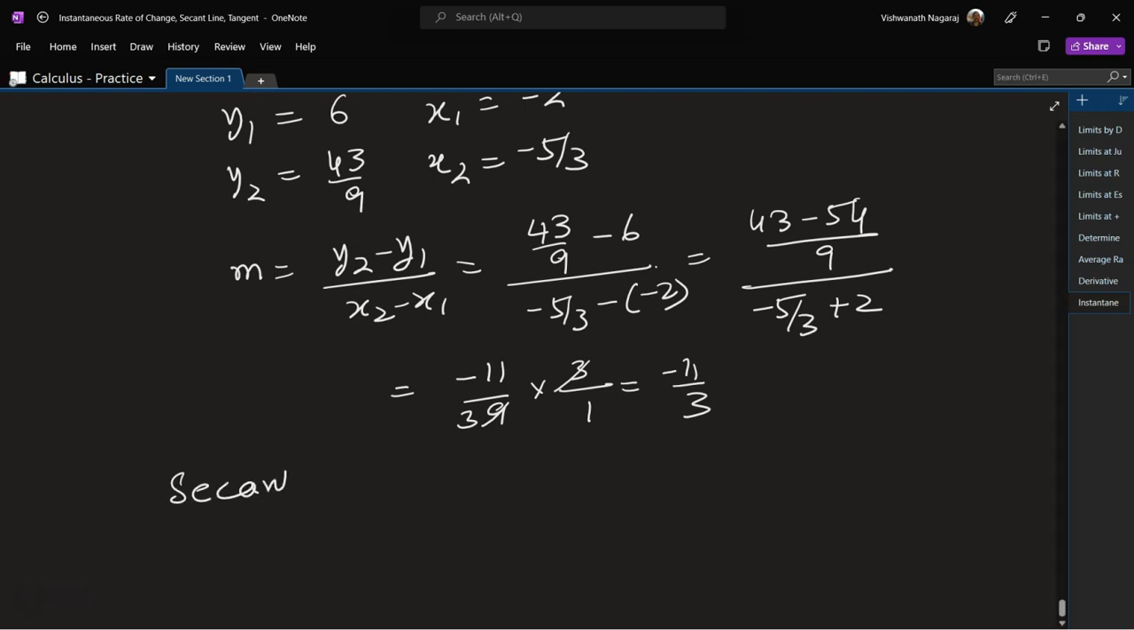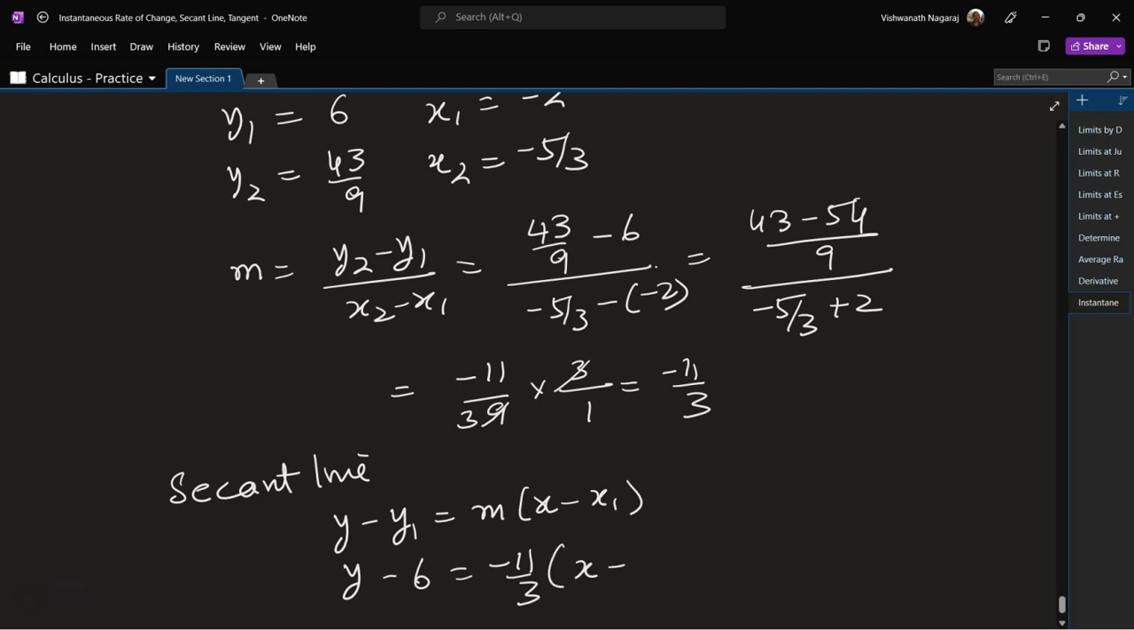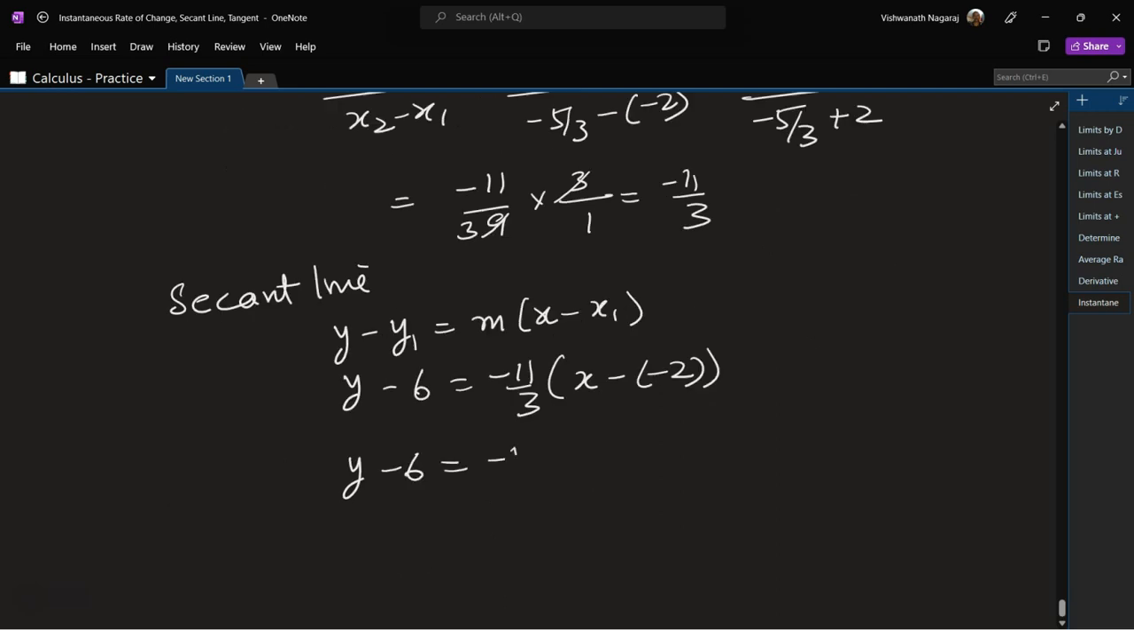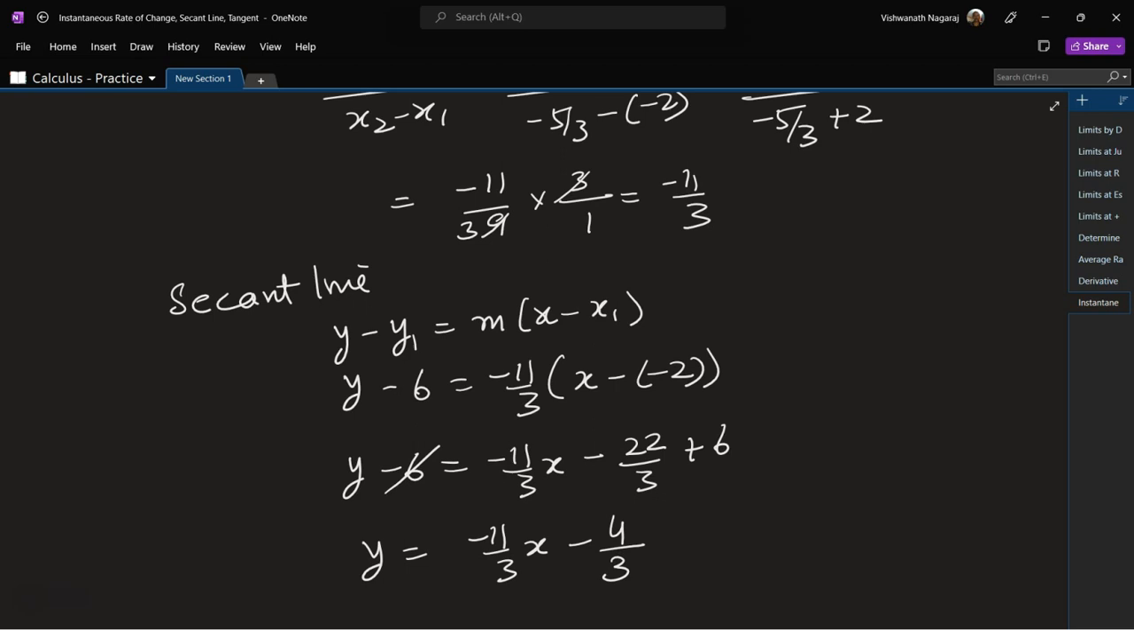So the secant line would be y minus y1 is equal to m times x minus x1. So y minus 6 is equal to minus 11 by 3, x minus minus 2. So y minus 6 equal to minus 11 by 3x minus 22 by 3, plus 6. So y is equal to minus 11 by 3x minus 22 plus 18, right? Minus 22 plus 18 will give us minus 4 by 3. So this is the equation of the secant.